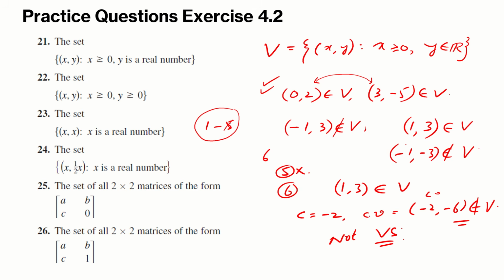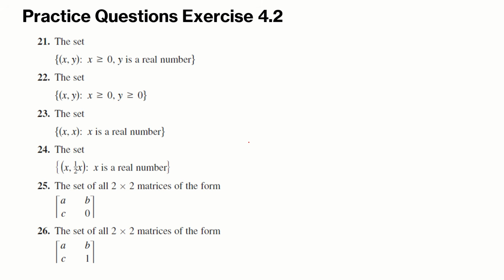Similarly, 22. With the same conclusion, 22 is also not a vector space because it says that x is positive and y is positive. Now, if you go for condition number 5 again, if x, y belongs to V, then minus x minus y doesn't belong to V. So condition number 5 and 6 both do not satisfy.